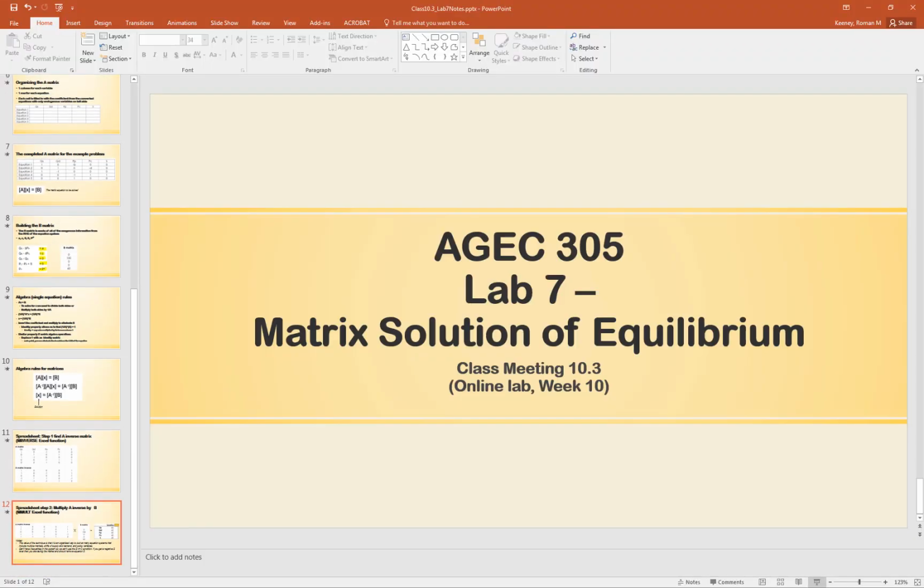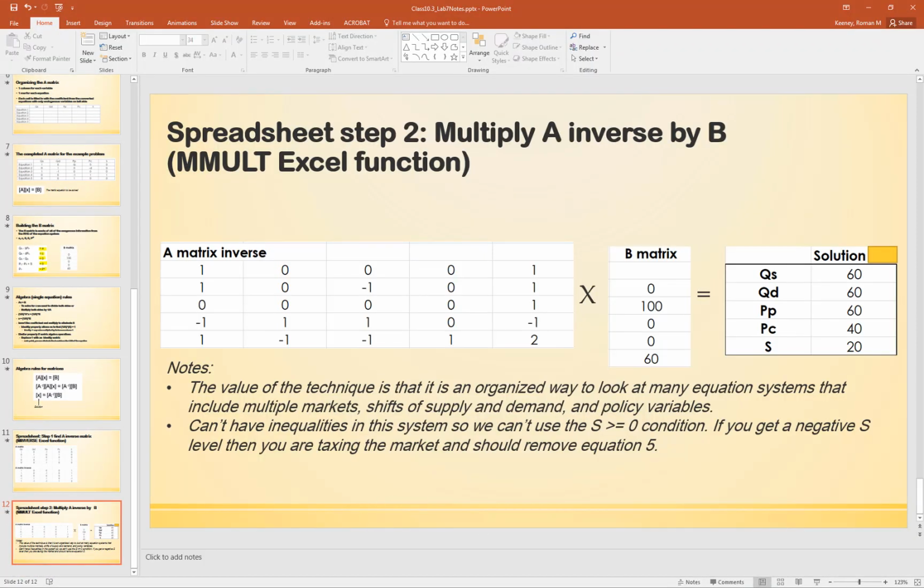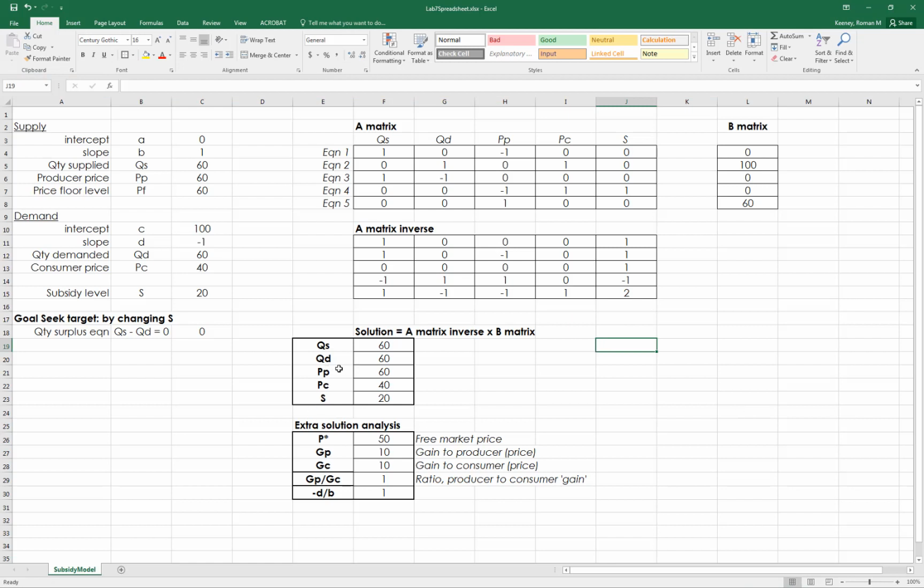Okay, so let me jump out to my spreadsheet and show you the spreadsheet that you're going to get. On the left side of your spreadsheet this week is the same model we've been playing with. So you have the supply equation with an intercept and a slope, and I'm just going to set it to be 0 and 1 like the example we did on Monday. You have a quantity supplied, which depends on the intercept and slope, so you can go through and verify all these variables. We have a producer price, which is going to be set equal to this producer floor level, this price floor or target price level.